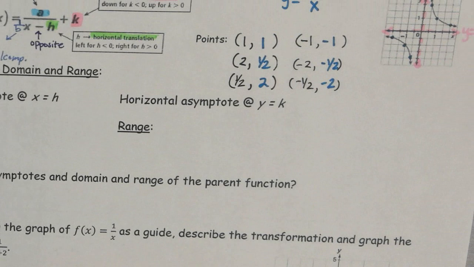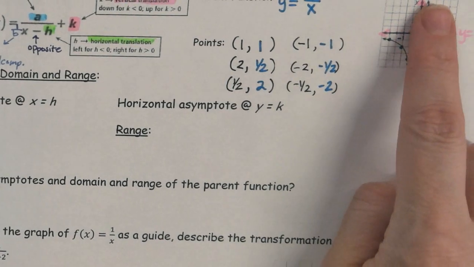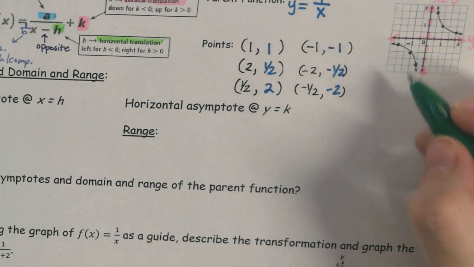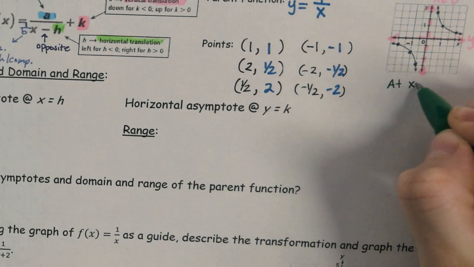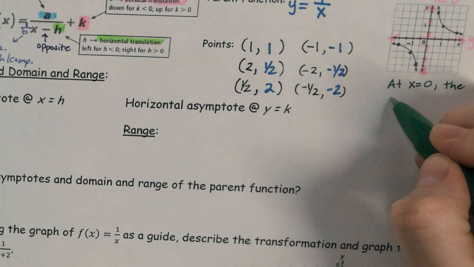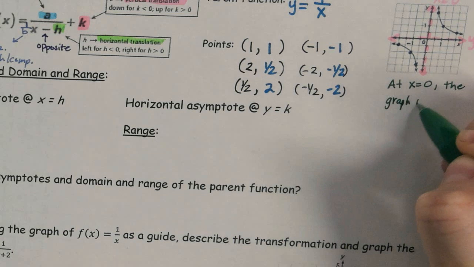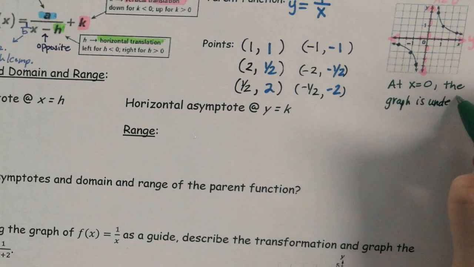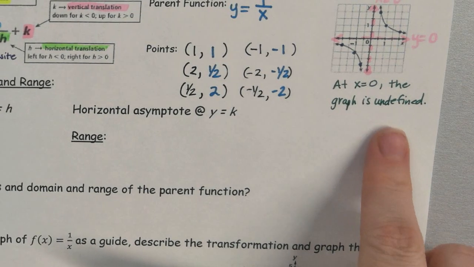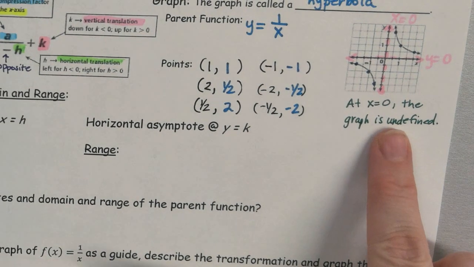All right, now there's something special about this line here, okay? At x equals 0, there's a vertical asymptote, and that is because at this point, the graph is undefined. This is special to the vertical asymptotes, that you'll have undefined parts.